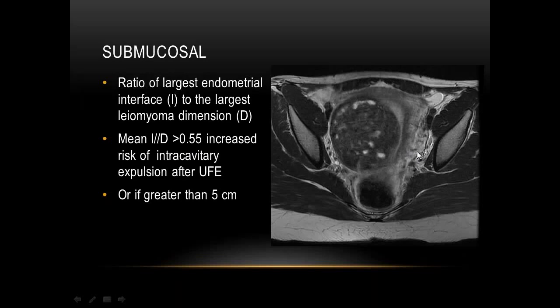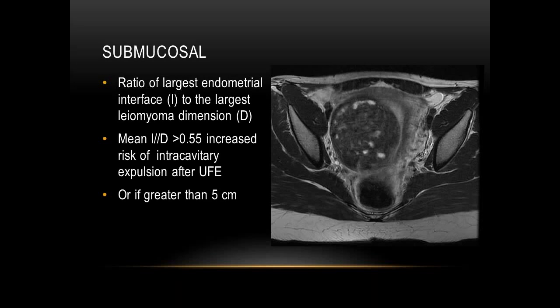Some articles describe that you should try to calculate the largest endometrial interface to the largest dimension of the leiomyoma. And what you do when you're evaluating this is take a measurement and measure multiple times. You have to do it in segments, so a measurement, a measurement, a measurement, all the way around the interface of the submucosal leiomyoma to the endometrium, and you add all of those together, and then you put the interface over the diameter, the greatest diameter here.